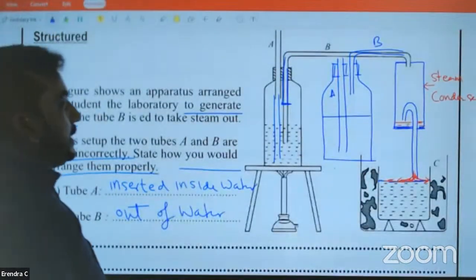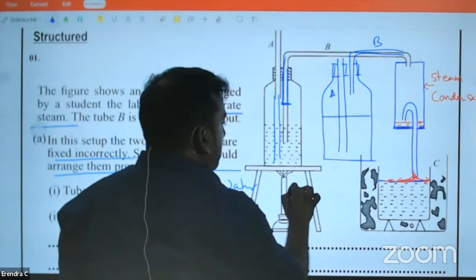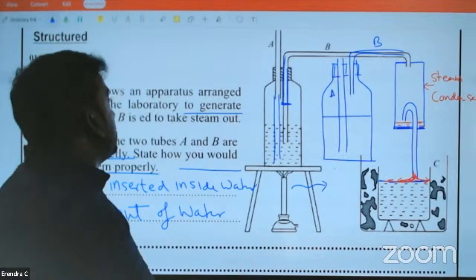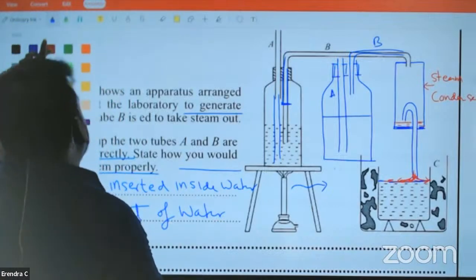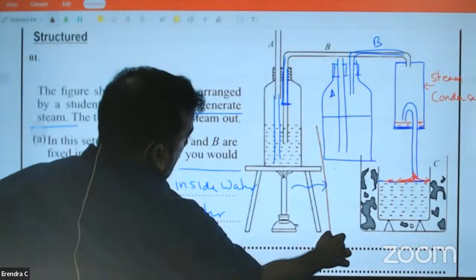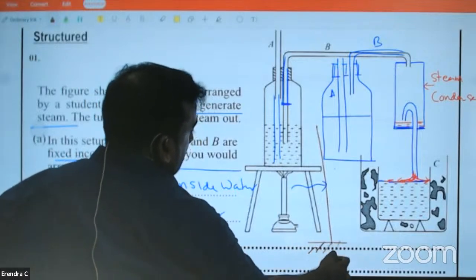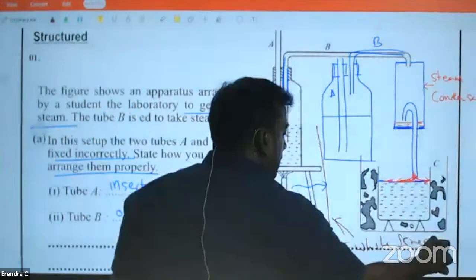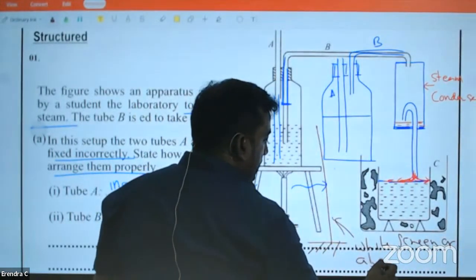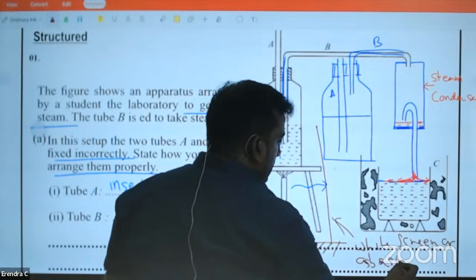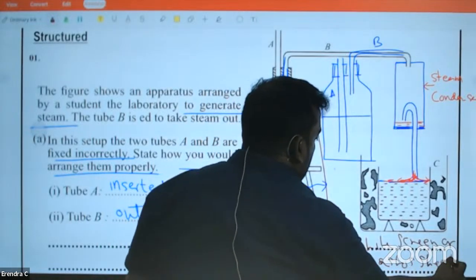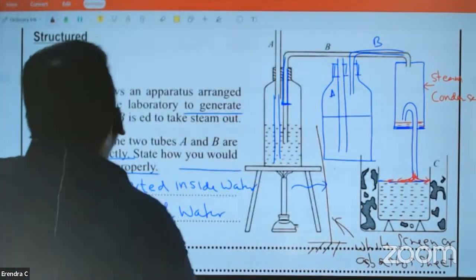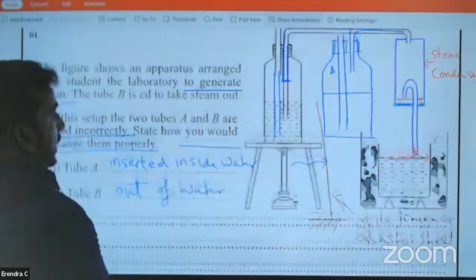Here, if you see, there is a Bunsen burner. From this, heat can come as radiation. What we must do is put a white screen or asbestos sheet to stop radiation heat transfer. That also you can write here.